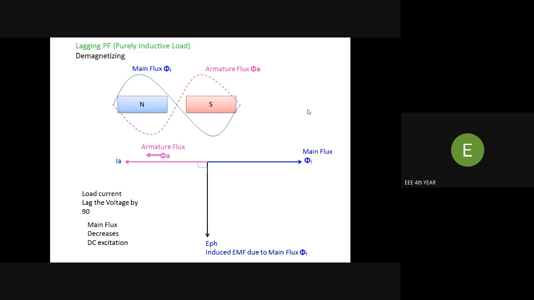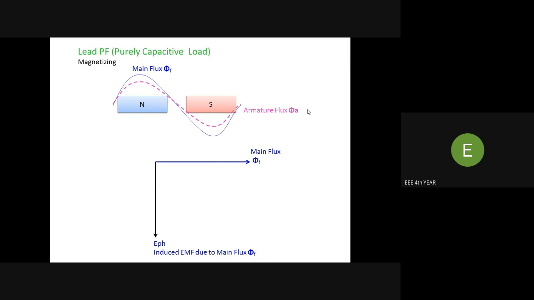Where the main flux decreases, DC excitation. Next, we can consider the capacitive load. So it will produce a magnetizing effect. Here the reference phasor is the field main flux, and the induced EMF lags 90 degrees with respect to the main flux. Due to the capacitive nature, current is leading with respect to voltage.